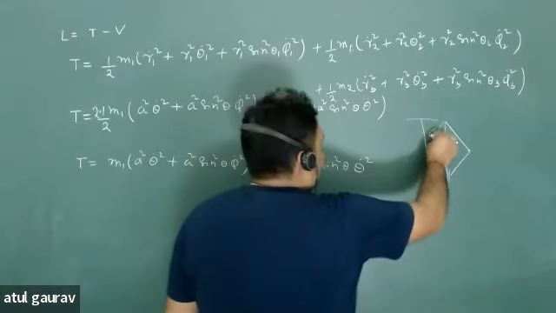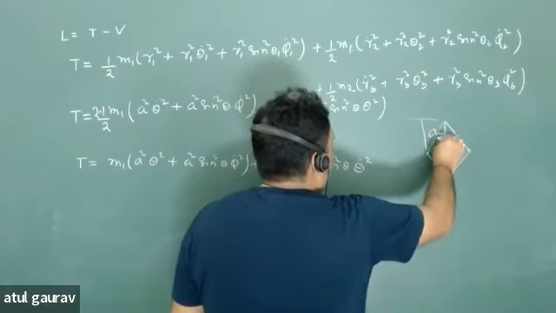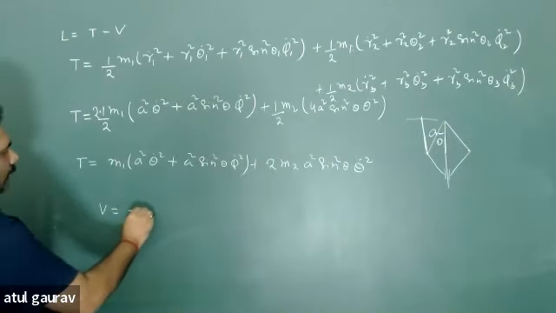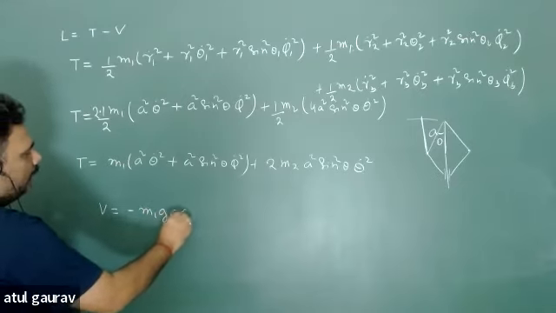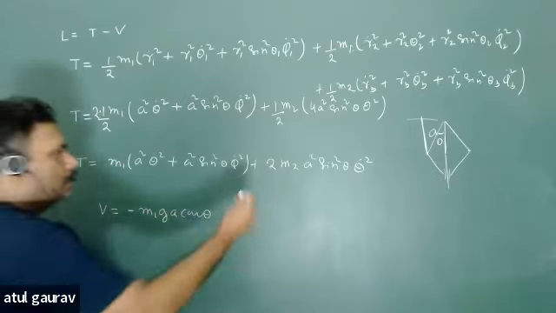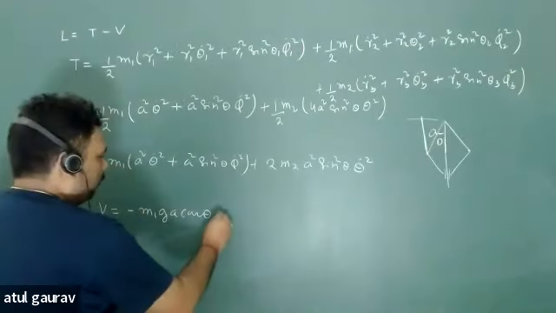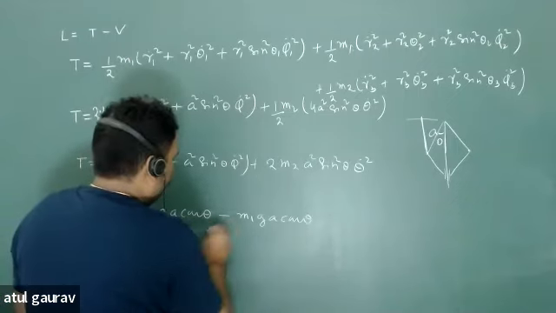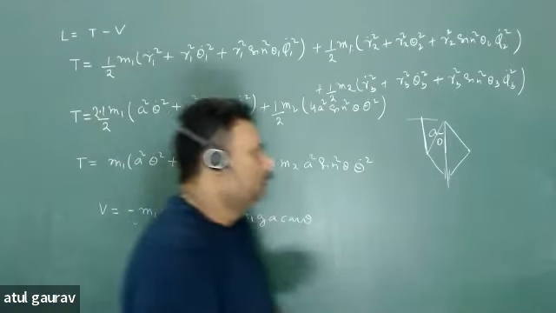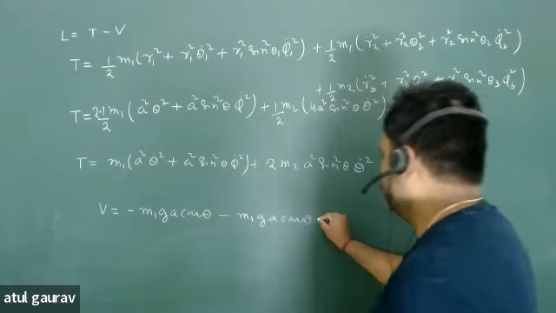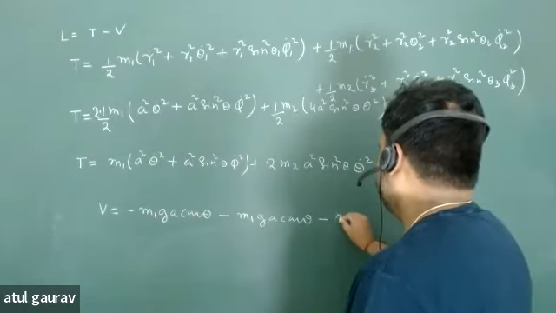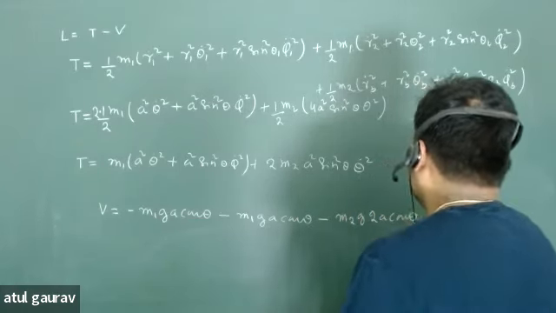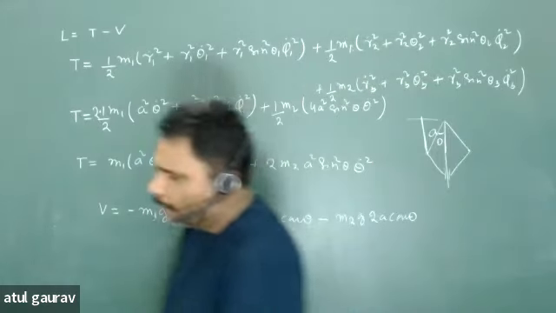So this distance is A. So what is this distance? A cos theta, isn't it? So potential energy is minus m1 g A cos theta for the first particle. For the second particle, you have the same potential energy, so minus m1 g A cos theta, since theta 1 is equal to theta 2. So this will be the same. And the last one, you have minus m2 g 2a cos theta. So this is the potential energy of the system.